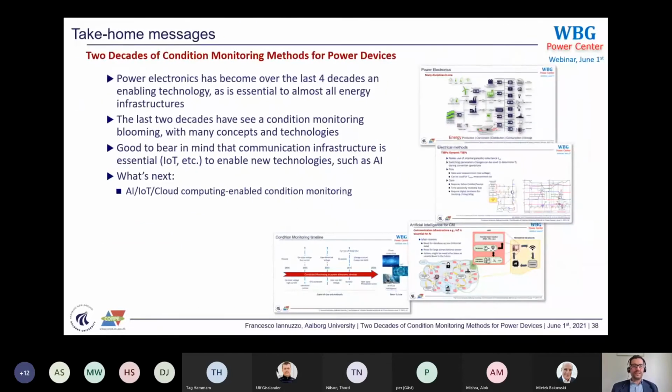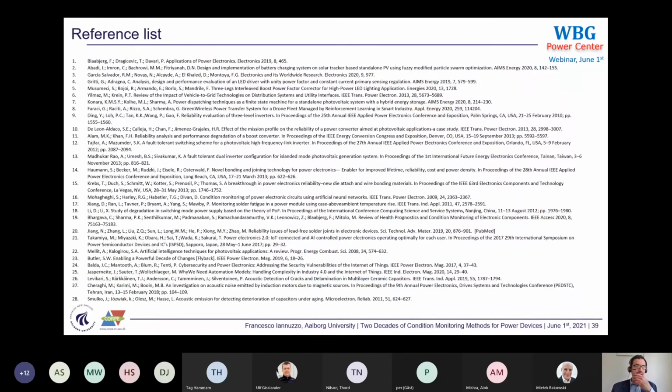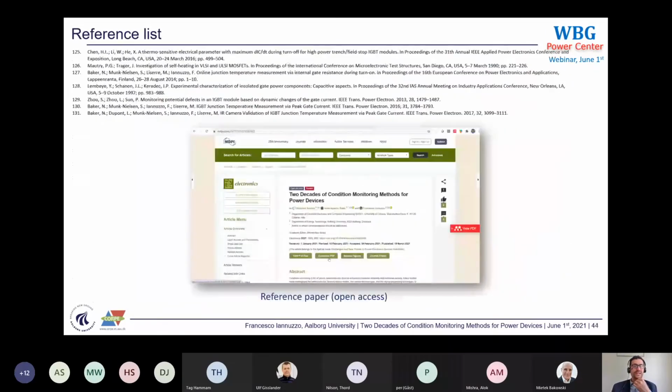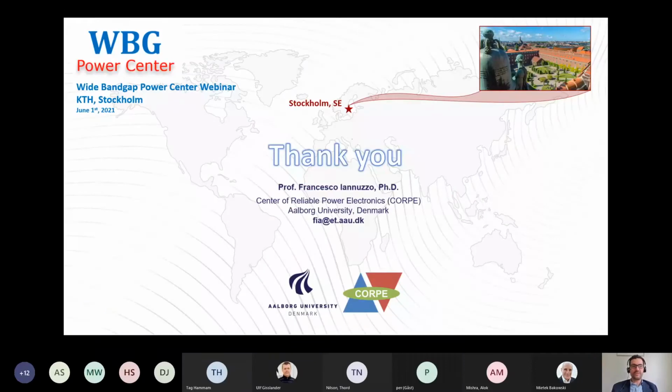I provided in this presentation also all the references about this work, so you find them here in the last slides. And as a general reference, you may refer to this open access paper, which has been recently published last year, basically 2 decades of condition monitoring methods for power devices, published by MDPI. I think this concludes my webinar. Thank you very, very, very much for your attention.